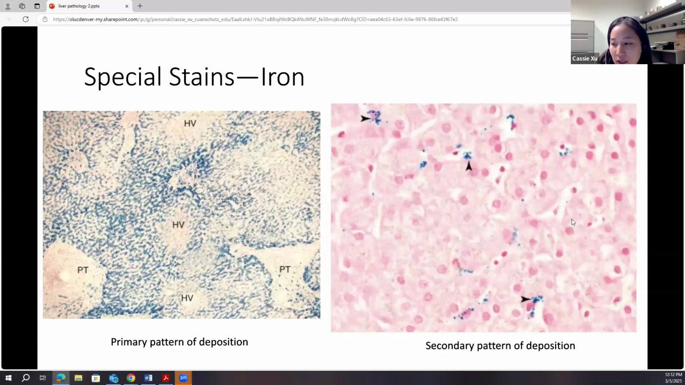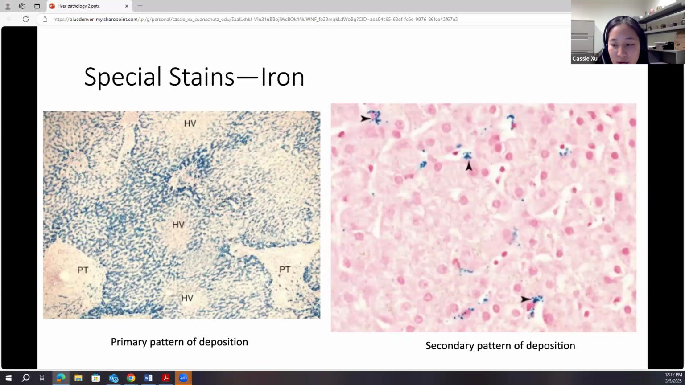So these are the sinusoidal areas, and you can see these blue granules within the cells that are in the sinusoids. For the primary pattern of deposition, typically the deposition starts within the periportal hepatocytes and extends onto the central lobular areas, with usually the most iron in the periportal hepatocytes and less in the central lobular areas. When we think about the primary pattern of deposition, we're thinking about hemochromatosis.